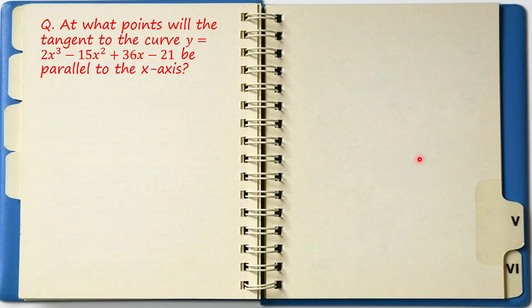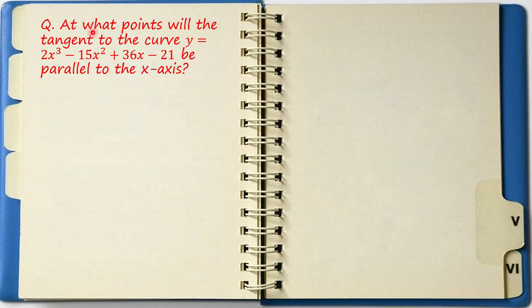So here is your next problem. At what points will the tangent to the curve y = 2x^3 - 15x^2 + 36x - 21 be parallel to the x-axis? So one curve is given and it is given that the tangent will be parallel to the x-axis. That means I have the condition that the slope of the tangent will be 0 at the point of contact.